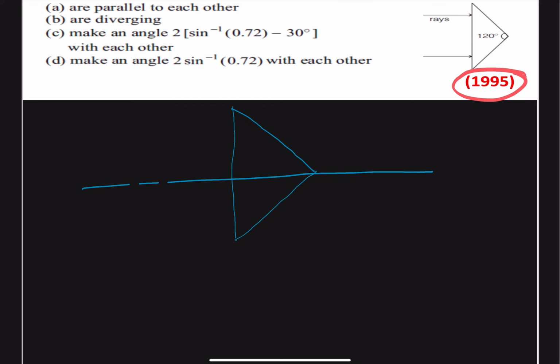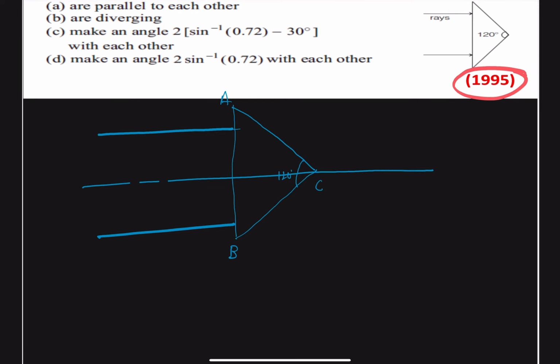Okay. And we have two rays which are coming parallel to each other, and they are striking this surface. Let us suppose this is surface A, this is B, and let us call this as C, and this angle is given as 120. So as it is striking the surface AB perpendicularly, ideally it will be passing through almost in a straight line.